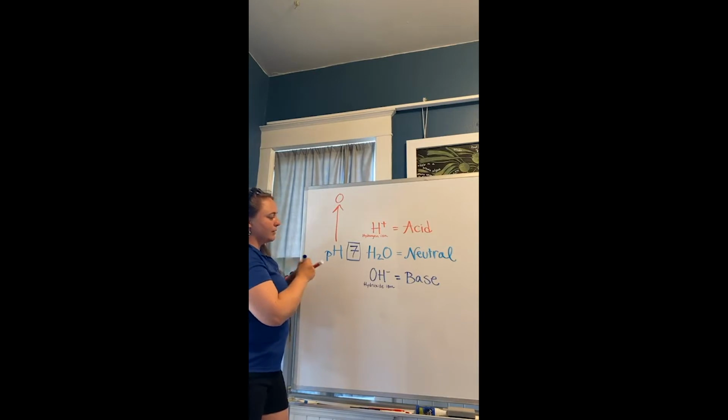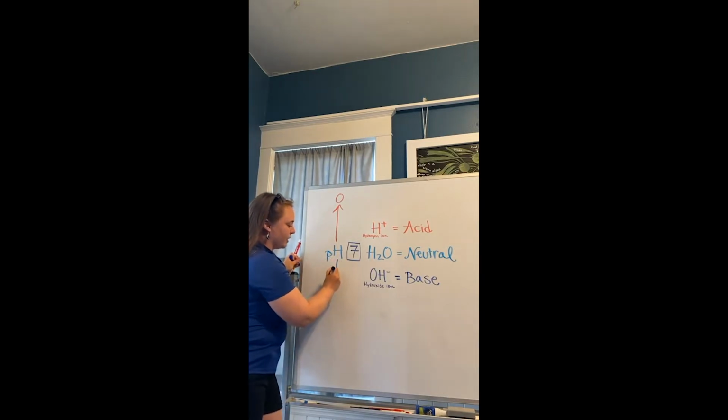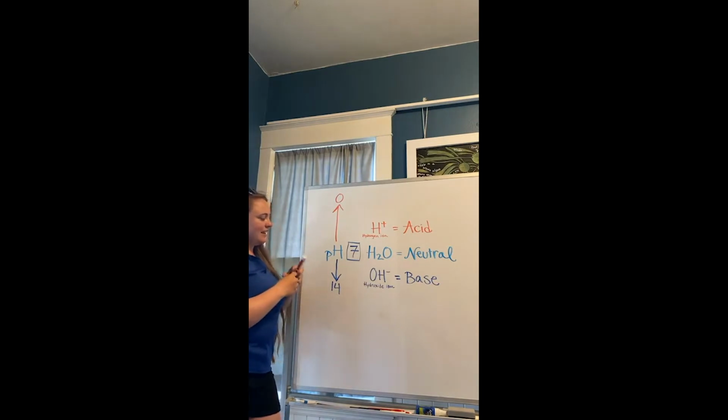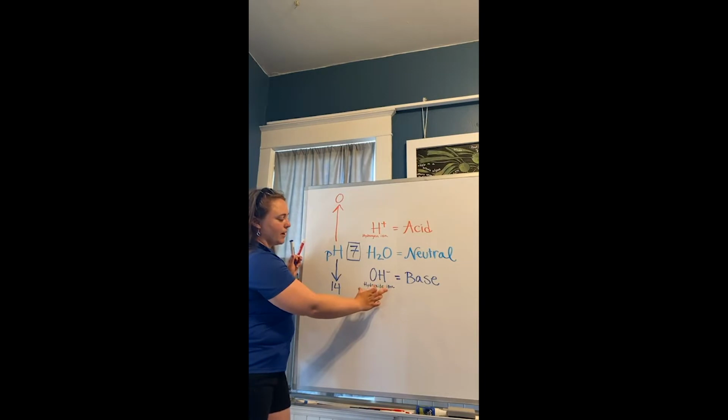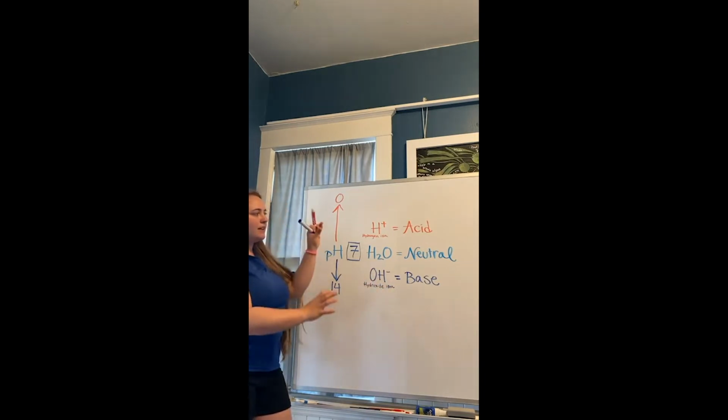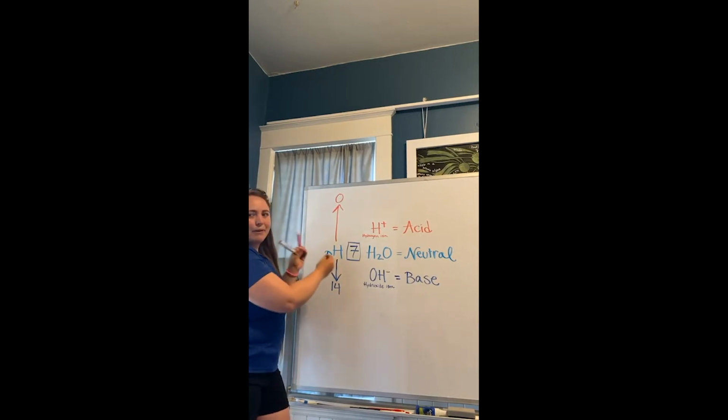If we go above 7, our number increases. It can go all the way up to 14, and that's going to be our more basic solutions, and they're going to have a greater amount of the hydroxide ion. And so depending on the ratio of these hydrogen ions and hydroxide ions, that's going to determine the power of hydrogen, your pH of a solution.